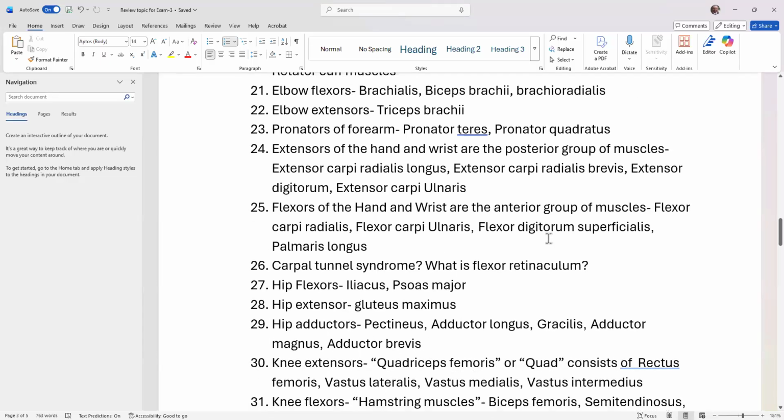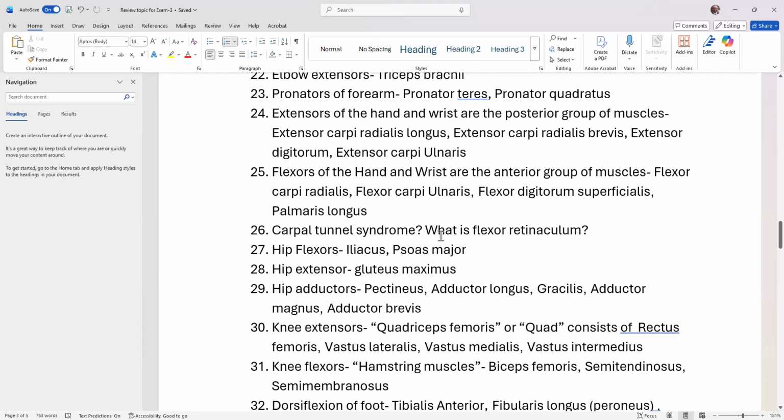Flexors of the hand and the wrist are the anterior group of muscles. These are the flexor carpi radialis, flexor carpi ulnaris, flexor digitorum, and palmaris longus. What is carpal tunnel syndrome? So you should know what is flexor retinaculum, what is the space, how does the carpal tunnel syndrome develop. So you must know the anatomy in that particular region.